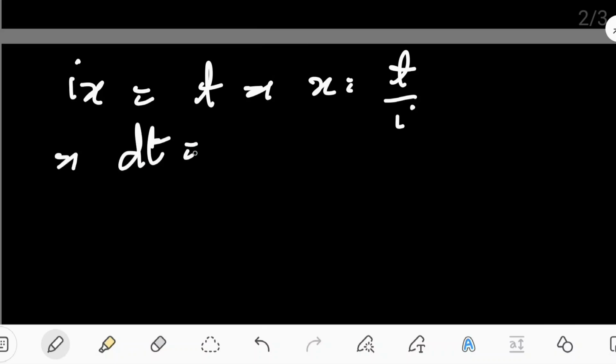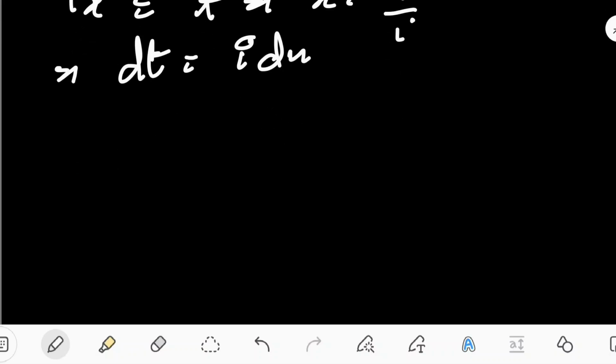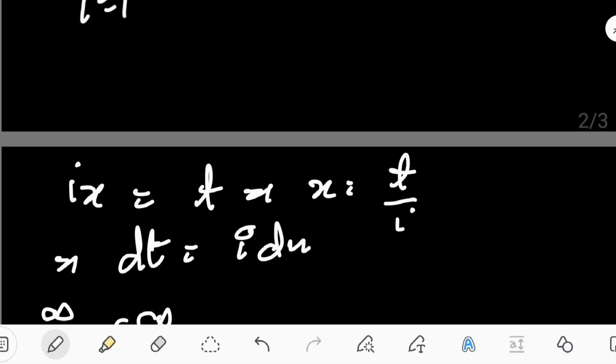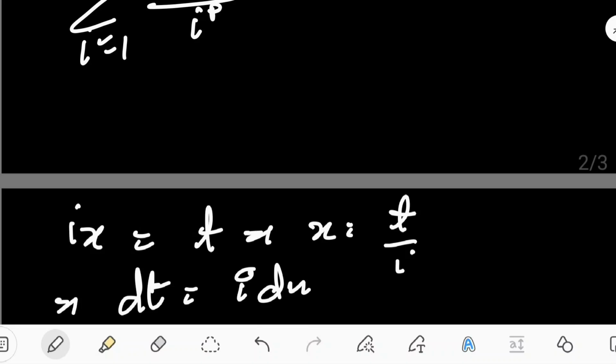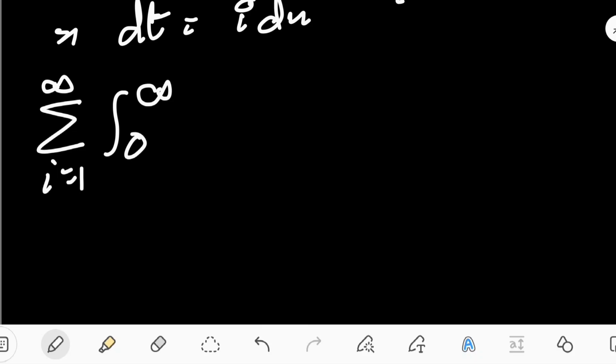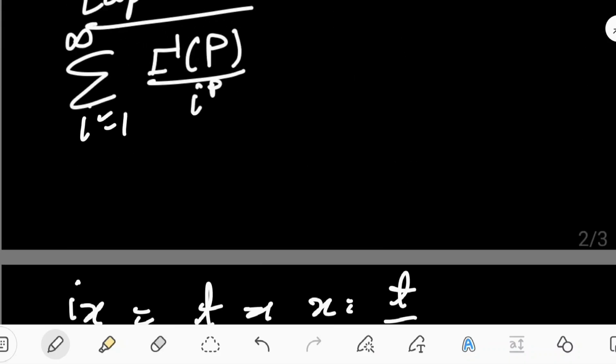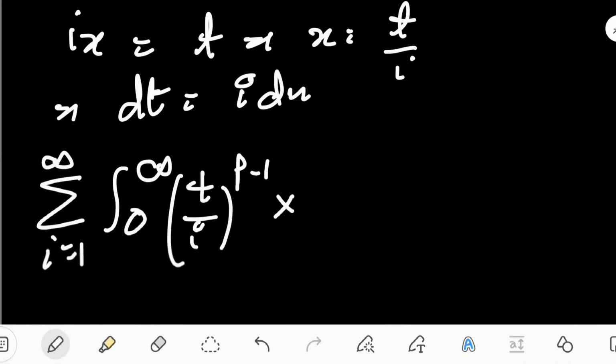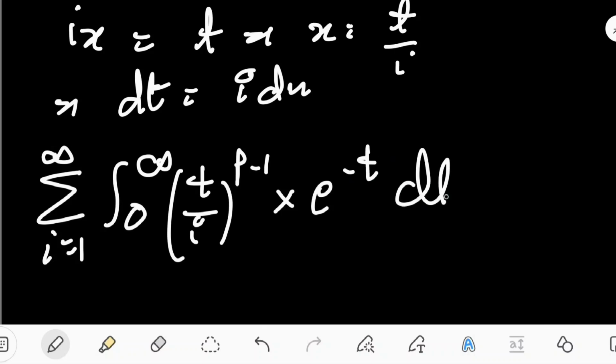And if you won't apply this, then you can apply a substitution directly. You can substitute ix equal to t, and what you get? You get x equal to t upon i, and dt equal to i dx, right? Okay. So you end up getting the summation from 1 to infinity of the integral from 0 to infinity. Observe that as x approaches 0, t is equal to 0, and as x approaches infinity, t also approaches infinity. So the limits won't be changed, and you get t upon i raised to the power p minus 1 into, what was the next expression? It was e to the power negative ix, e to the power negative t dt, right?